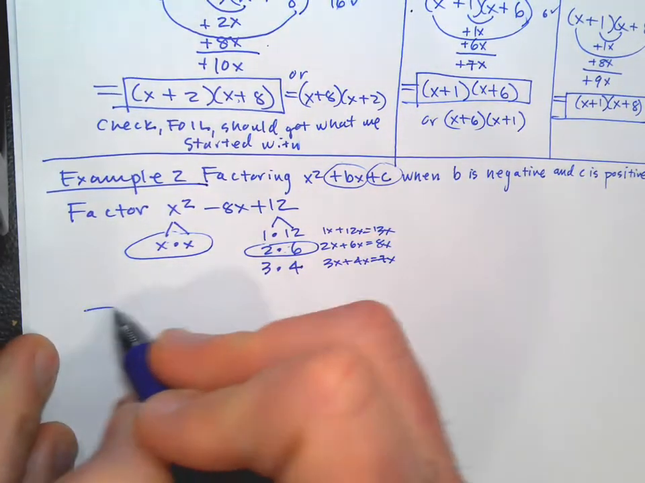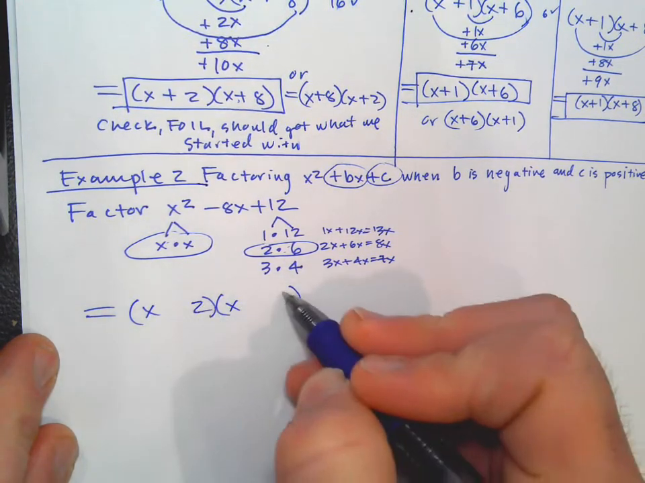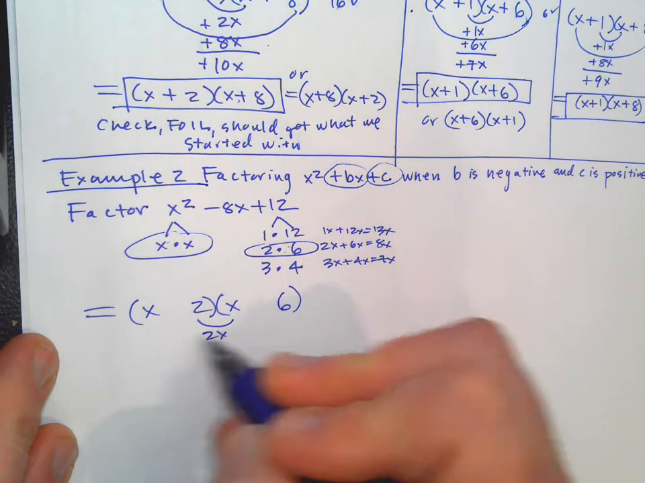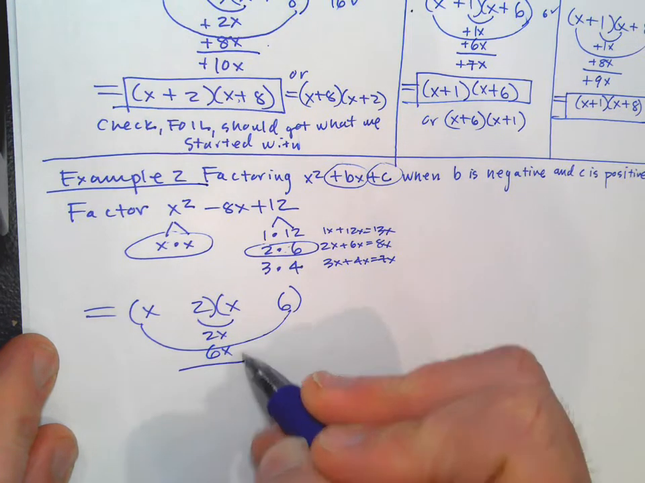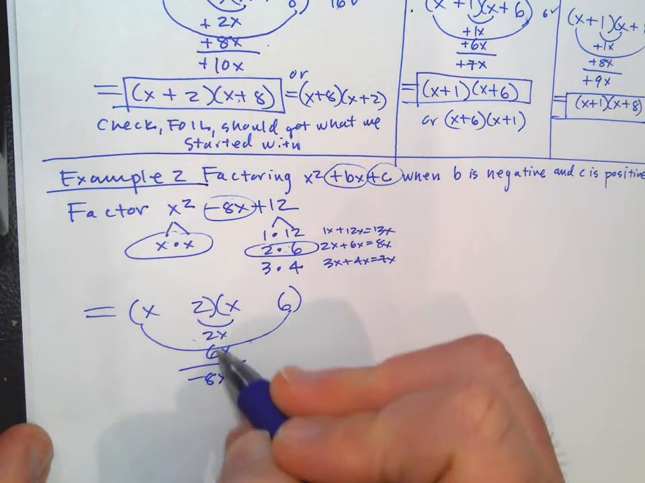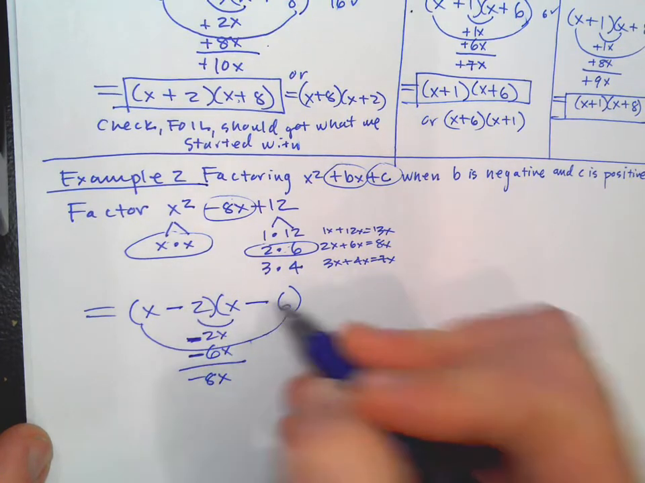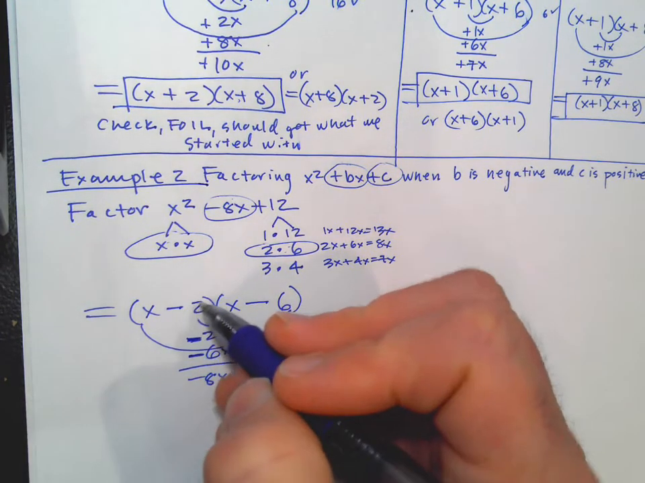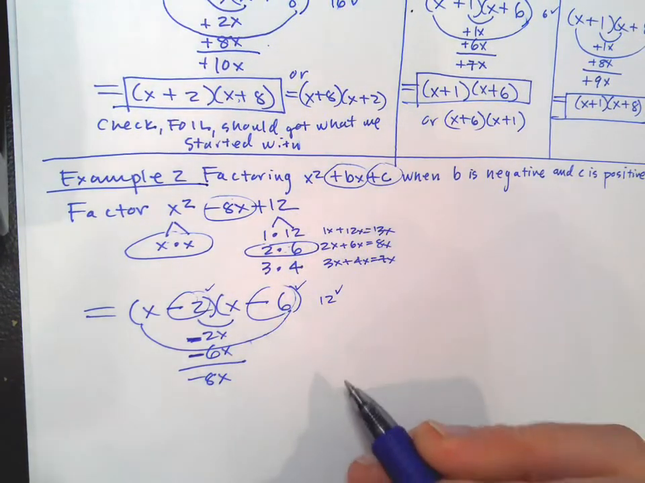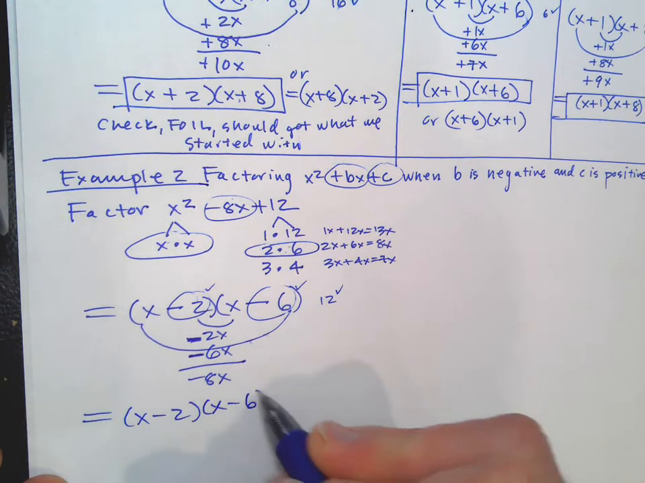So I'm going to write the binomials. So x and x, and then the 2 and the 6 could go either spot, 2 here, 6 there, or 6 here, 2 here. We're going to get 2x and 6x, but this time it's got to add up to negative 8x. So how are we going to get negative 8x from 2x and 6x? Well, only if they're both negative, which means we need minuses here. Okay, now let's double check. Negative 2 times negative 6 gives you positive 12. Yep. So your final answer is going to be x minus 2, x minus 6.